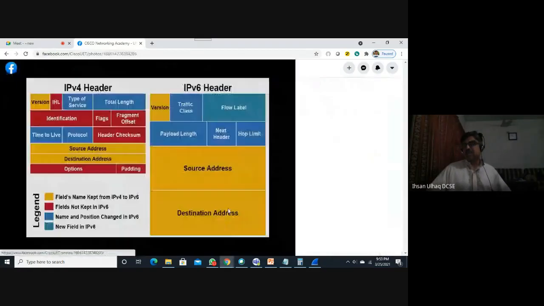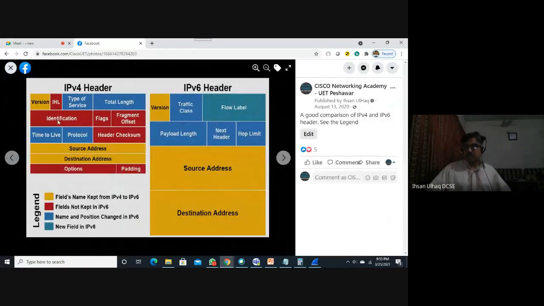Yeah, here it is. So here is the comparison. Yellow means that the same fields are used here, for example, version here, source address here, destination address here. The red ones mean fields not kept in IP version 6, like identification, flags, fragment offset, header checksum. These fields are ignored. No options, no padding, no internet header length, because this is fixed length. The options were the reason the header length was important before. No header length is here.